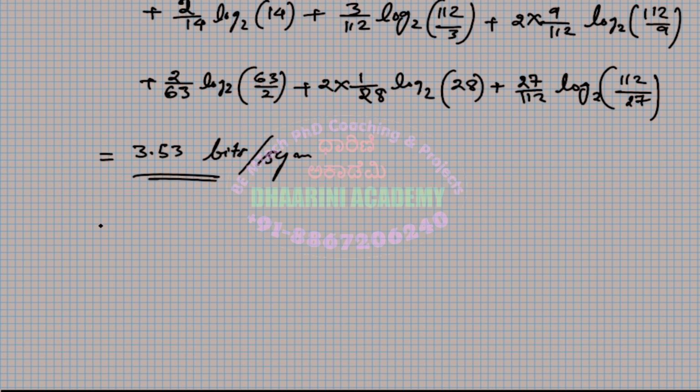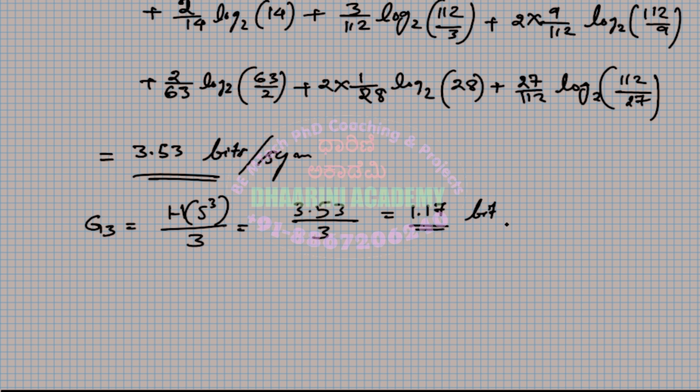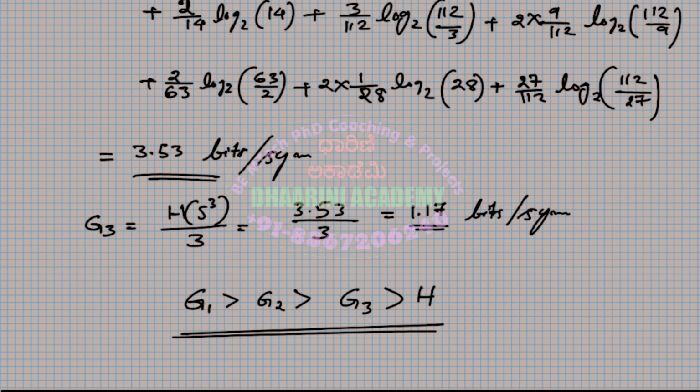So using H of S cube, I can write G3. G3 is equal to this H of S cube divided by 3. So 3.53 divided by 3, approximately 1.17. All right, this is also bits per symbol. Now comparing all of them we got so far, it can be proved that G1 is the largest one, then we have G2, then G3 and H1. By comparing all the values, we can say that yes, this is valid. Okay, so that is the required answer.